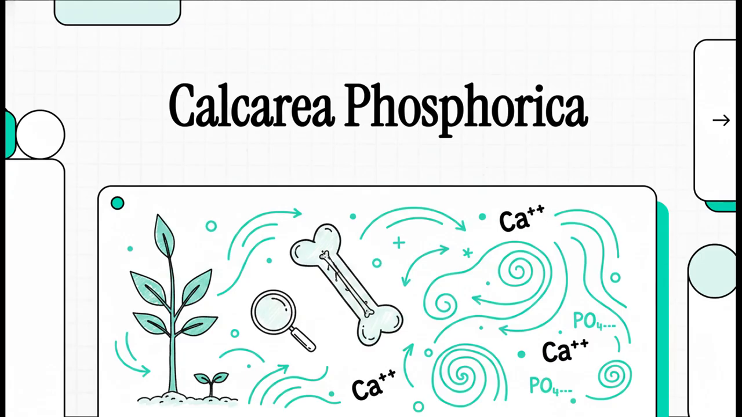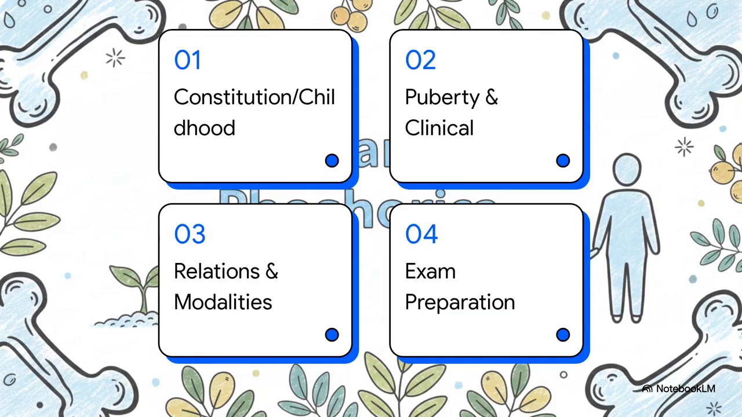Let's get started. So here's how we're going to break it down. We'll look at it in 4 key areas. First up, we'll get into its core constitution and how it shows up in childhood. Then we'll move on to what it looks like during puberty. After that, we'll cover its relationships with other remedies and its modalities. And finally, we'll wrap it all up with some focused exam prep to make sure you're ready.